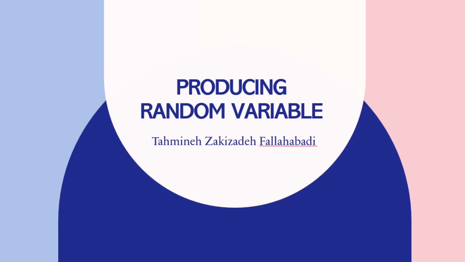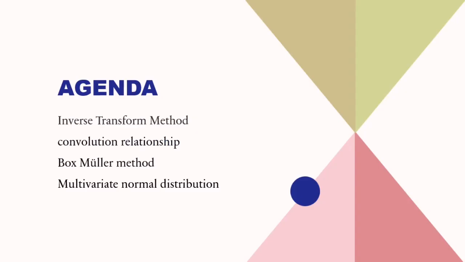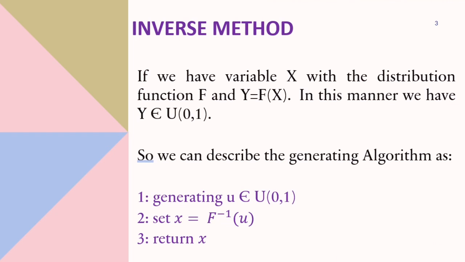This video is about producing a random variable, and I have here different approaches: inverse transform method, convolution relationship, Box-Muller method, and multivariate normal distribution. First method that I want to mention is inverse method.